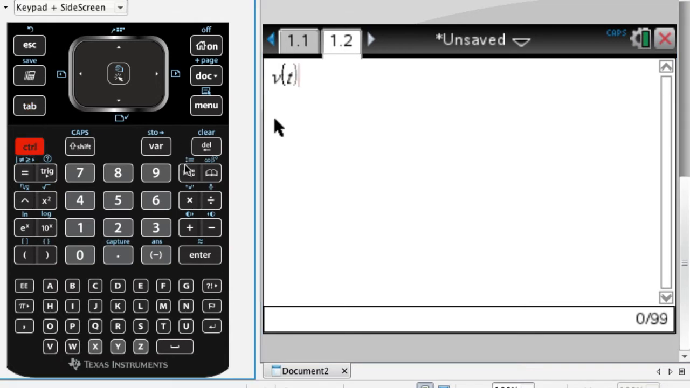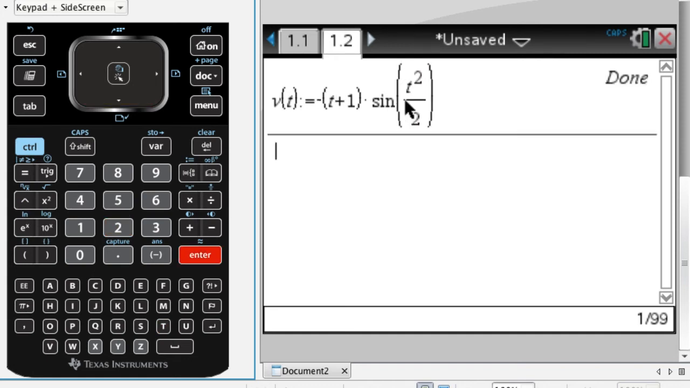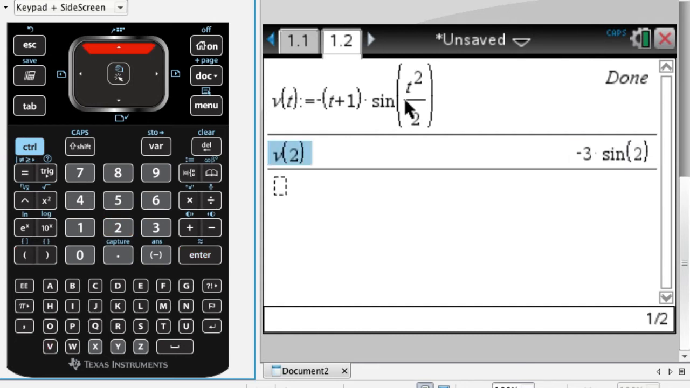You want to do control and then the templates, control equal, or colon equals will define a function for you. So negative the quantity t plus 1, and multiply. It's a good idea to put in the multiplication so you don't get an error later on. And then t squared over 2. So it says done. And now I can use that v of 2, for instance.